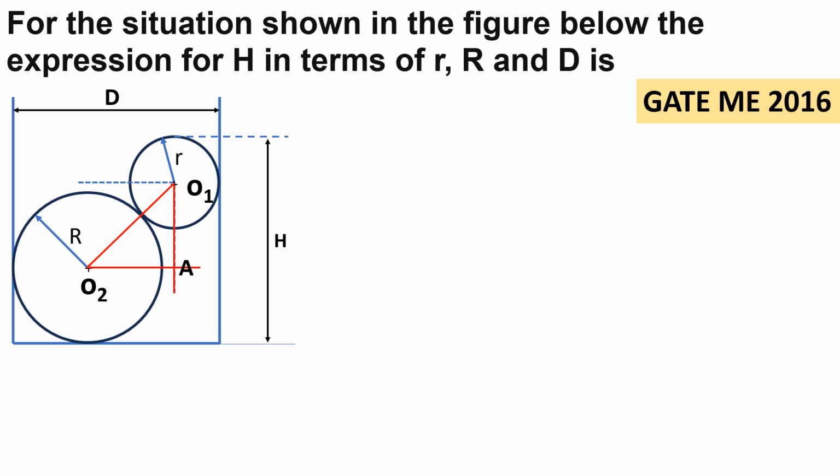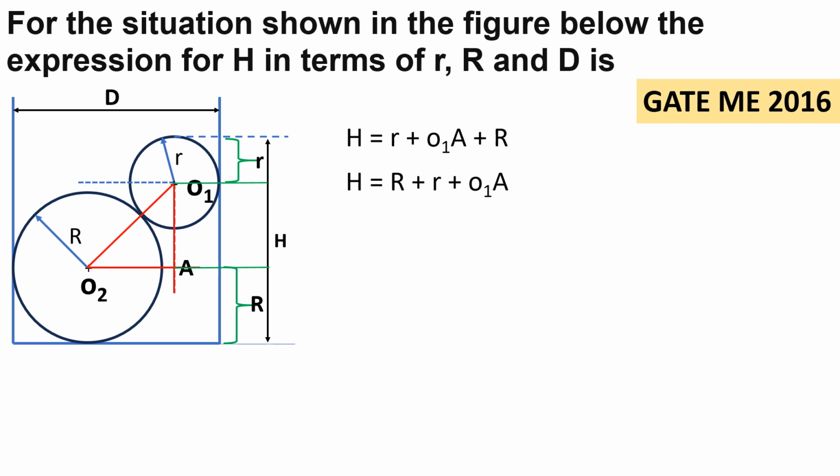Now O1AO2 is a right angle triangle, and this is small r and this is capital R. So now it can be written as capital H equal to small r plus O1A plus capital R. So this can be written as capital H equal to capital R plus small r plus O1A. So now we have to determine the O1A value.